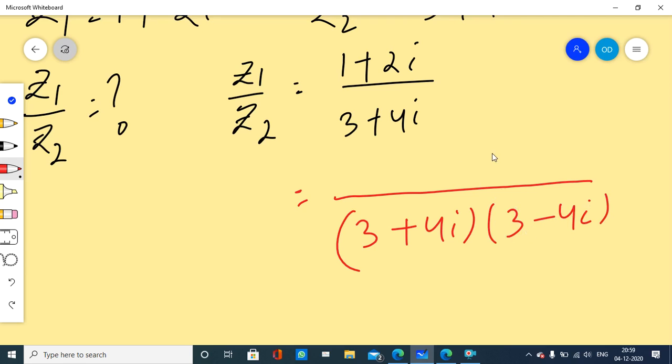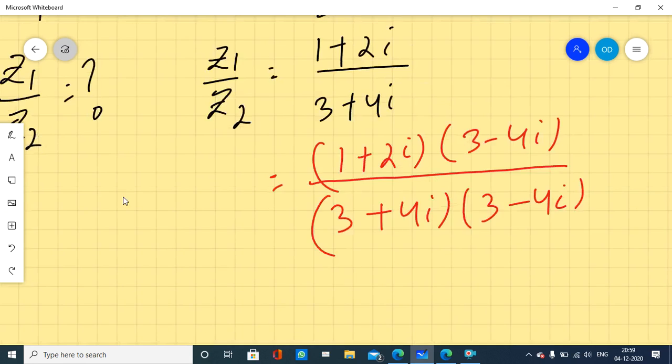Obviously we have to multiply it both on the top and the bottom, otherwise the value will change. We are just trying to change its looks, not its value. Value must remain the same. So the numerator was 1 plus 2i, we will multiply it by 3 minus 4i. What is the conjugate of 3 plus 4i? 3 minus 4i. Very good.